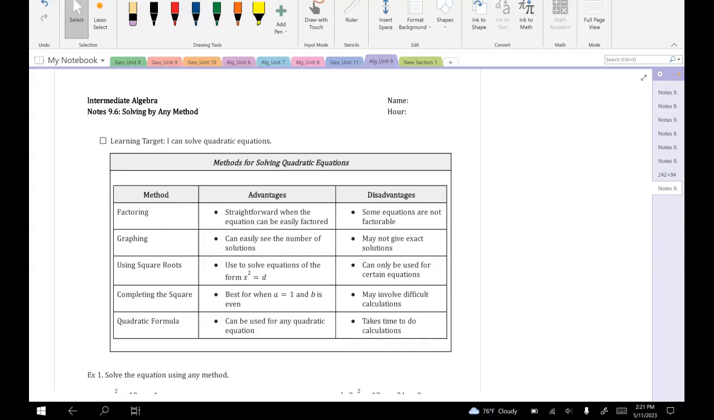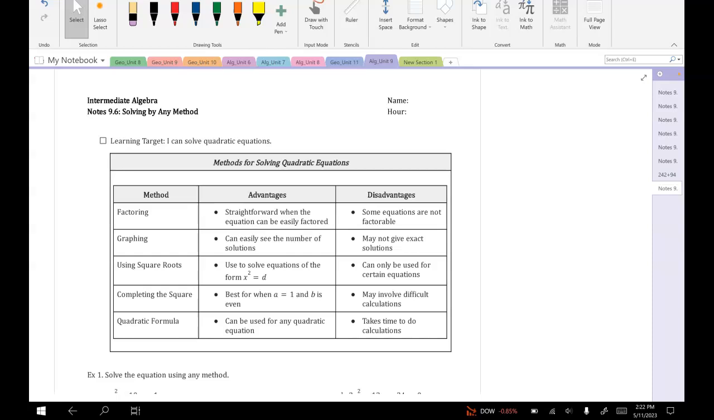So today's notes, we're compiling or bringing together all the different methods we use to solve quadratics. We're going to start off today by talking about the pros and cons of each method. Your learning target today is being able to decide for yourself which method is the most effective to use.